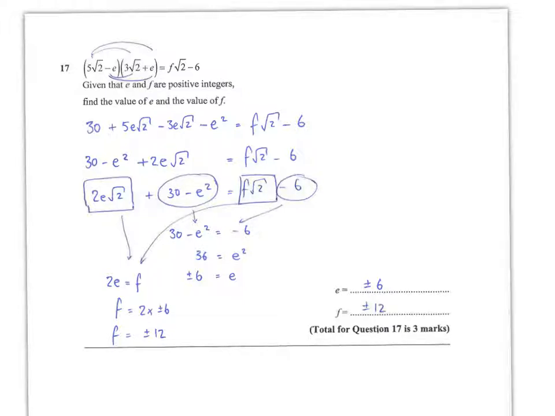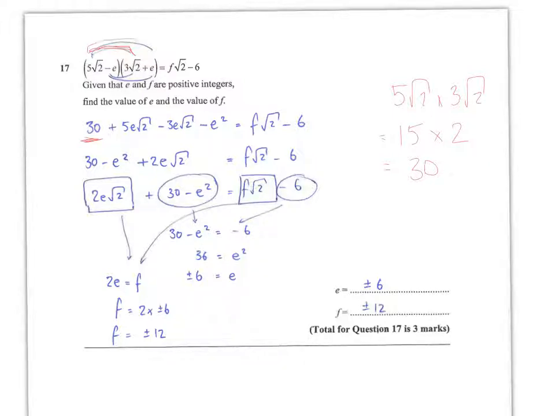In order to find the value of e and f, we need to initially multiply out the brackets on the left hand side and then compare my left hand side with my right hand side of this equation. Multiplying the brackets, well, I'm first going to get 5 root 2 times 3 root 2. Well, 5 times 3 is 15. Root 2 times root 2 is 2. 15 times 2, 30. Okay, so that gives me my first term.